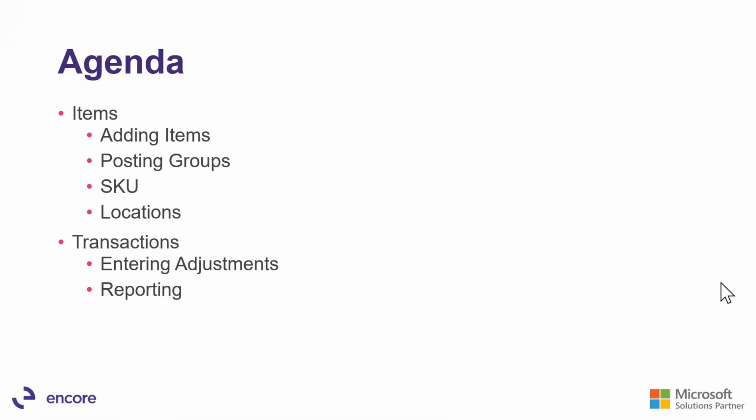All right. So what we're going to cover today is adding items to a system. We're going to talk about posting groups and customer class and item classes. So in GP, we have item classes. In Business Central, we have a thing called posting groups. There is a thing called an SKU, which allows you to have different SKUs in different locations, which is something that you do not have in GP. And then we're going to talk a bit about locations and dimensions and overlays and things like that.